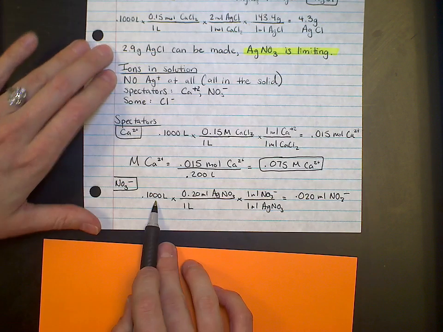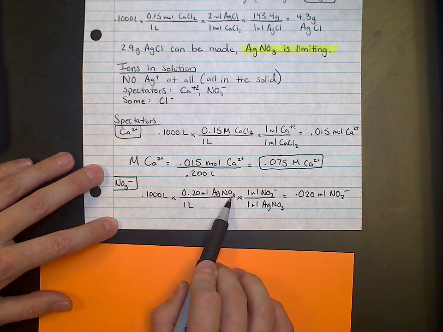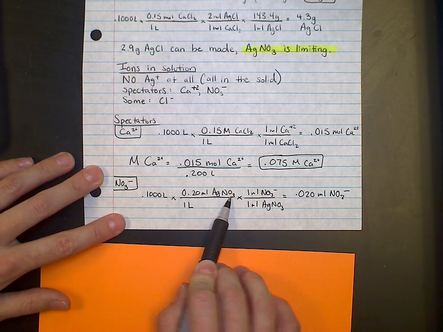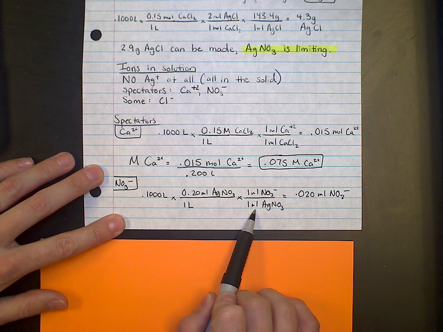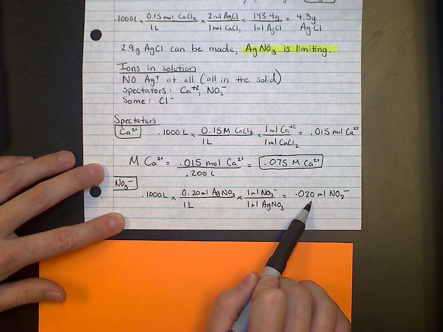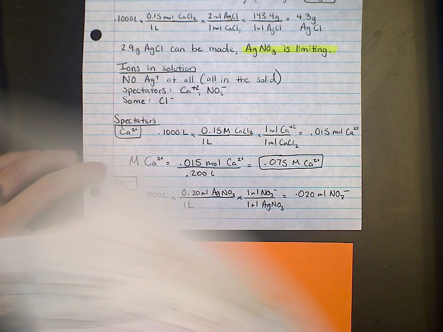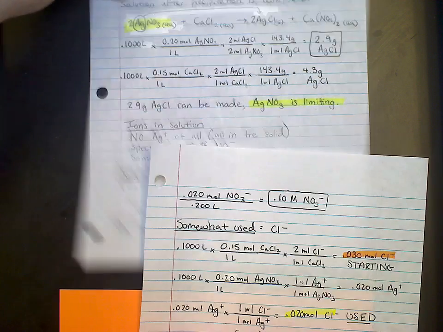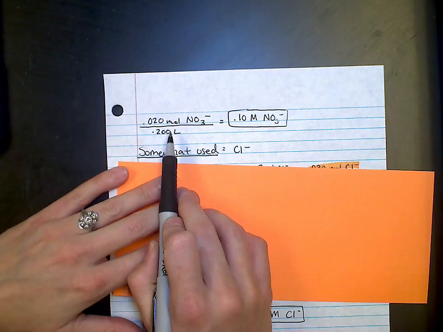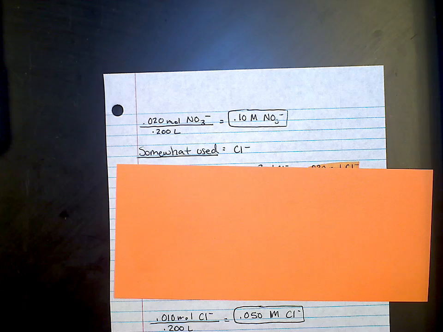You use the volume and molarity of the compound containing that spectator ion, and then use the mole ratio within that compound to figure out the moles of that ion. So here's the moles of the nitrate ion that's floating around. And then once we have that number of moles, we can put that over the total volume to get the concentration of the nitrate ion. Okay, so the spectator ions are not too difficult.